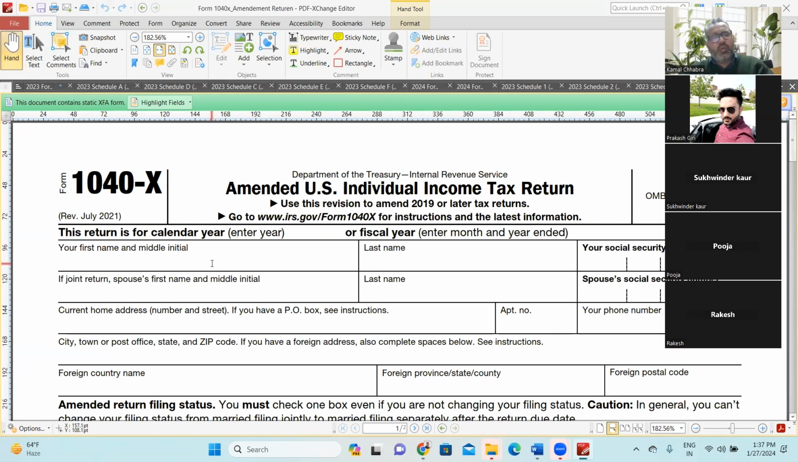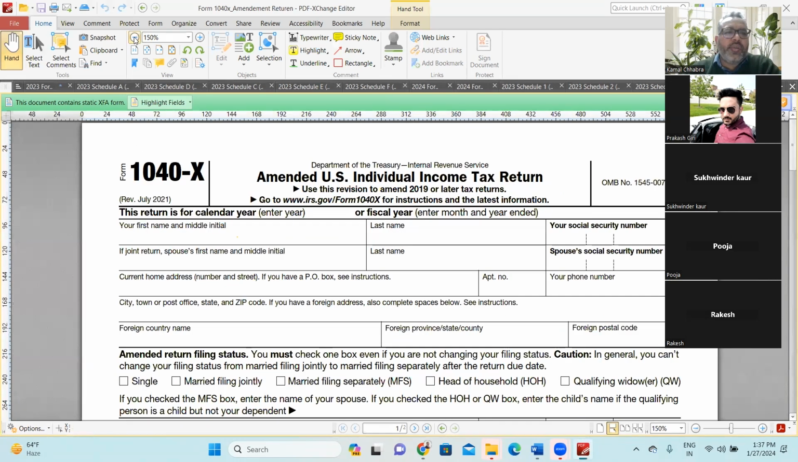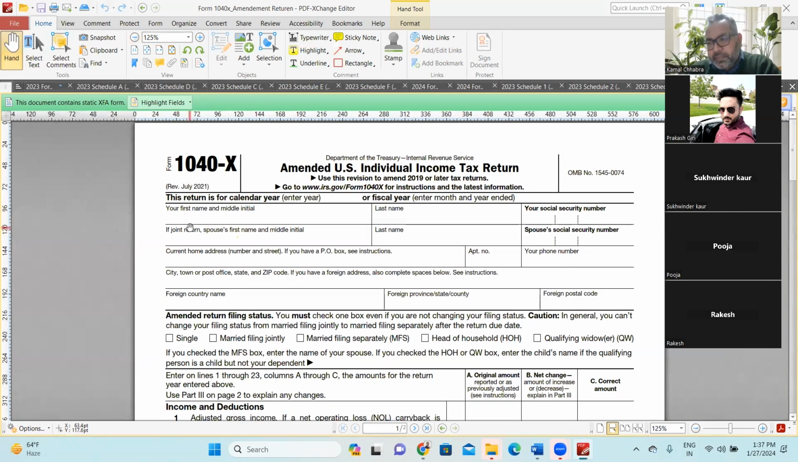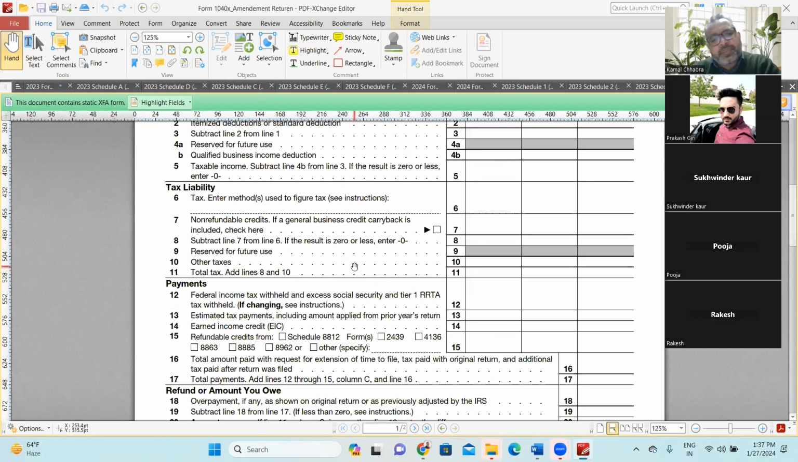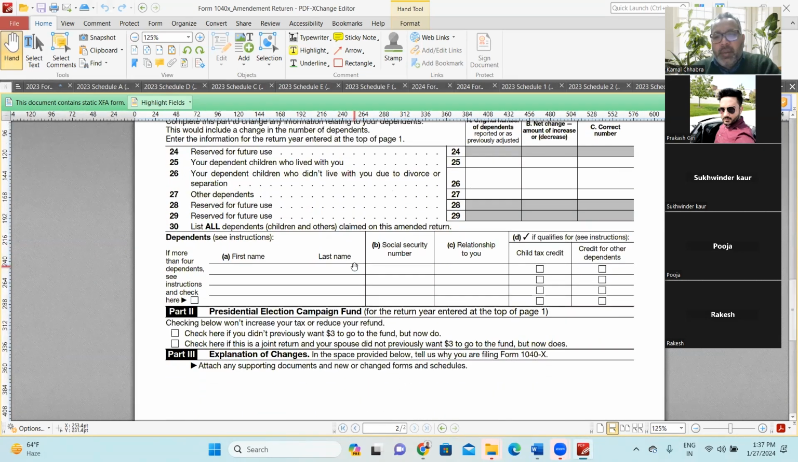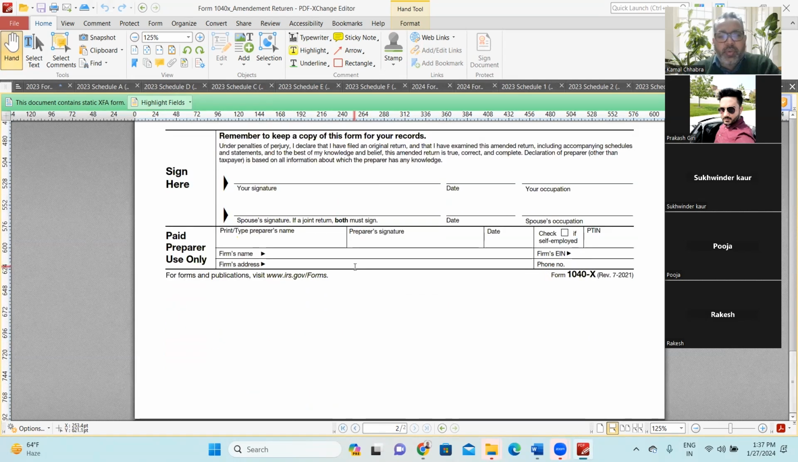For any reason, if you or any of your clients have to amend the tax return, then you or your client need to file the Form 1040X. This is very similar to the 1040, but it is just for amendment purposes only, and you need to provide details like what amendment you are making in it, right? So these are all schedules which are very relevant for you to be a tax practitioner or to have an understanding of the detailed tax law.